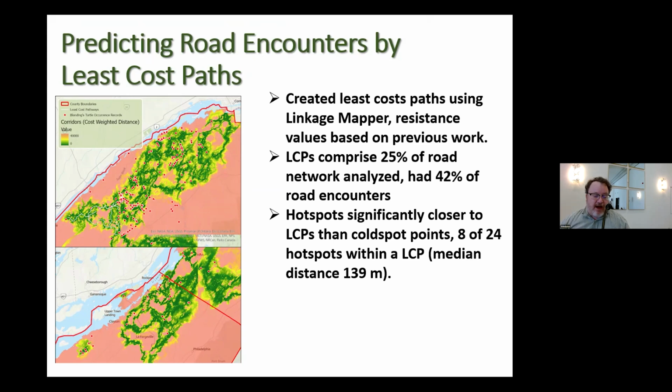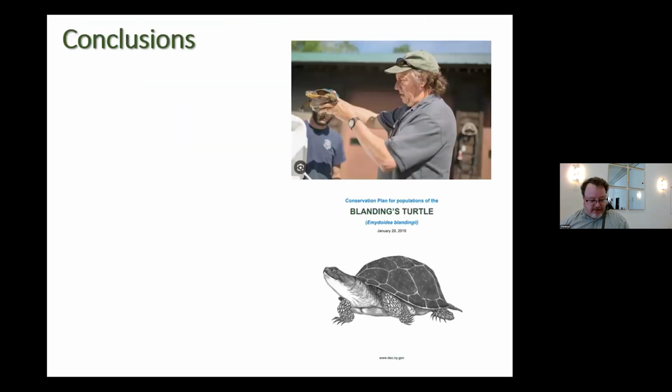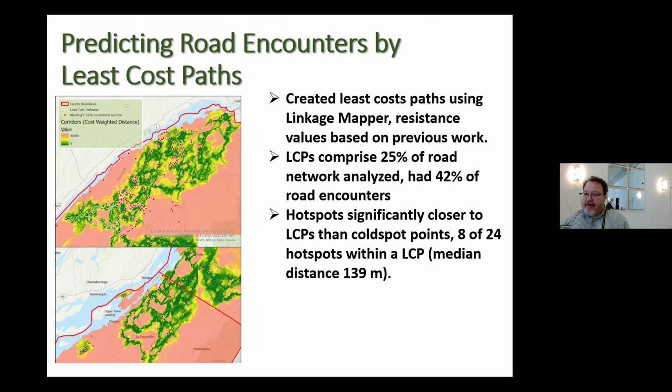8 of 24 hotspots were within least cost paths, and the median distance overall was about 140 meters from it. So at the spatial scale that even if it's not right on, if you went to those places and looked around, you might be able to locate those spots. So on the one hand, it's not great. On the other hand, it's better than what we had before.